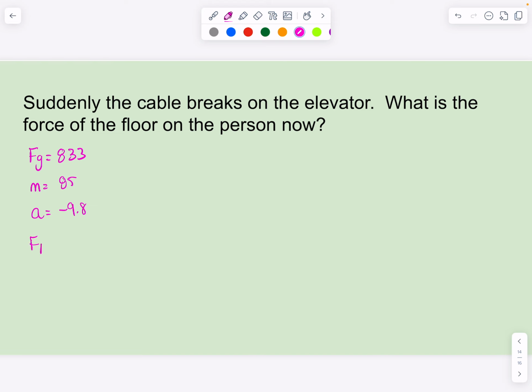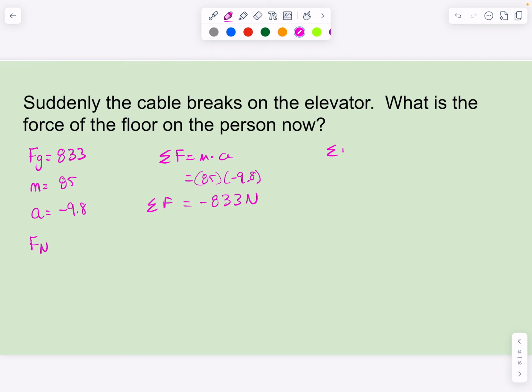Okay. And I want to know the normal force in this situation. So I know that the net force of an object is the mass times the acceleration. The mass is still 85 and we're accelerating downward at negative 9.8 meters per second squared. So we're actually going down at negative 833 newtons of force. That's our force there.